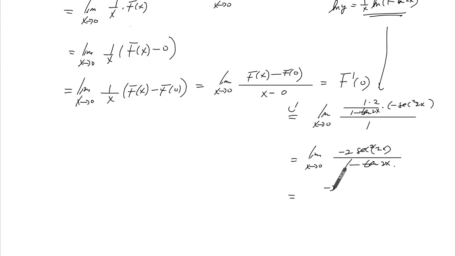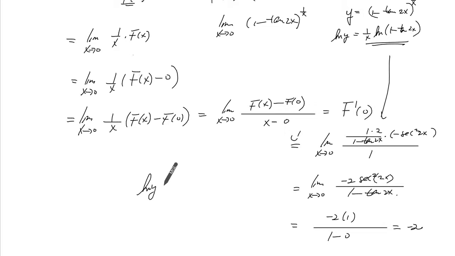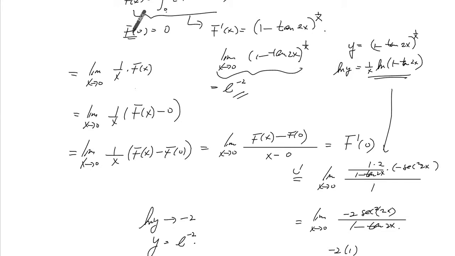At this point, secant is the reciprocal of cosine, so as x approaches 0, we get 0 for the tangent, and we get 1 minus 0. So the whole thing is approaching minus 2. Going back up here, this means ln of y is approaching negative 2, which means y is going to approach e to the power of negative 2. So this limit here is going to be e to the power of negative 2. In other words, this limit was equivalent to f prime at 0. So therefore, we can say f prime at 0 is 1 over e squared.